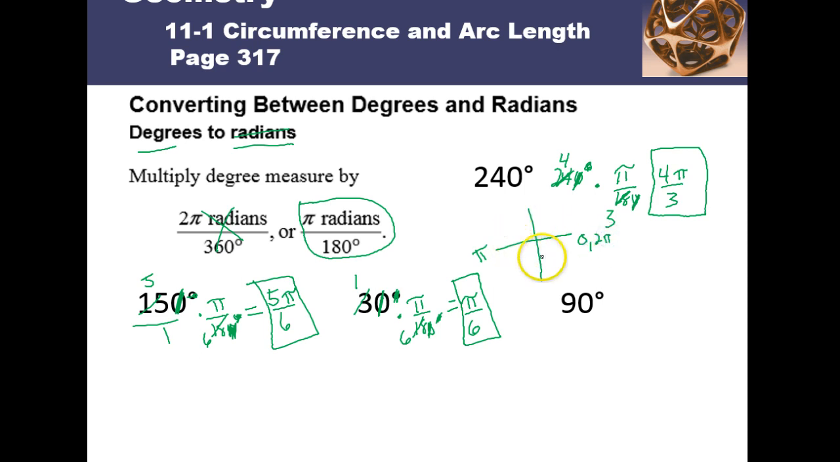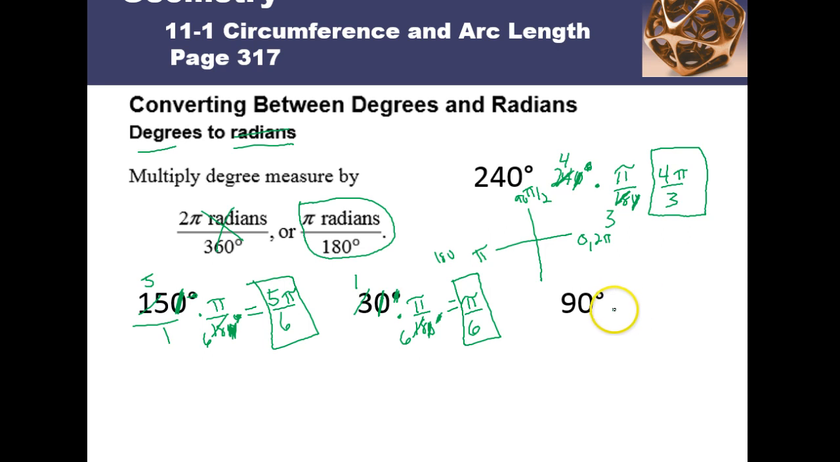So 0, pi, 2 pi, 3 pi, 4 pi, 5 pi, 6 pi, it keeps going like that. 90 is between 0 and pi. Remember, pi is just 180. So between 0 and 180 is 90, so this right here is 90. But if this is pi, this is half of pi, so pi over 2.